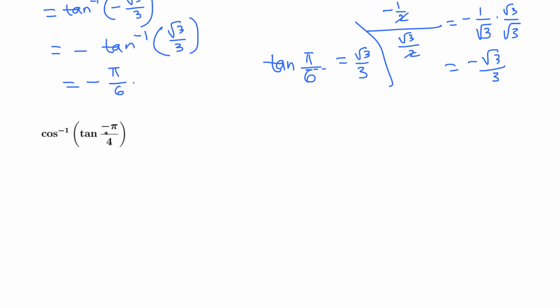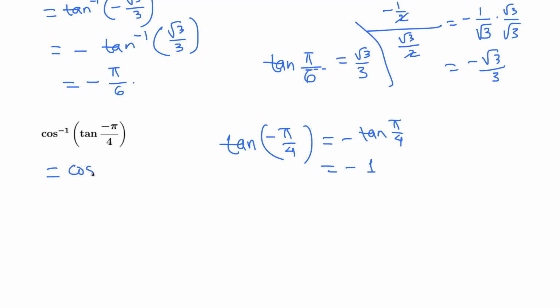Cosine inverse tangent negative pi over 4. Let's figure out what is tangent negative pi over 4. Okay, I'm writing and putting parentheses, not required. And tangent of negative angle, because tangent is an odd function. Odd function means negative outside. Tangent 45 degrees is 1. So this is cosine inverse of negative 1.